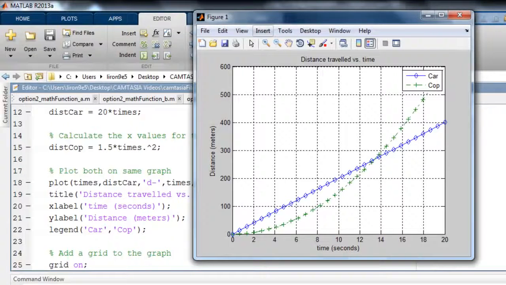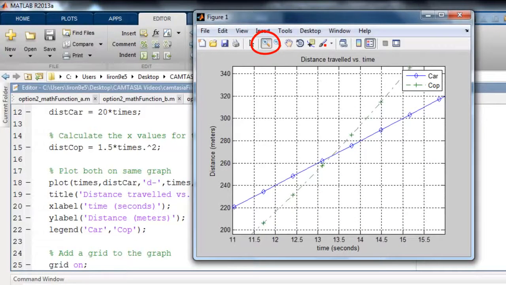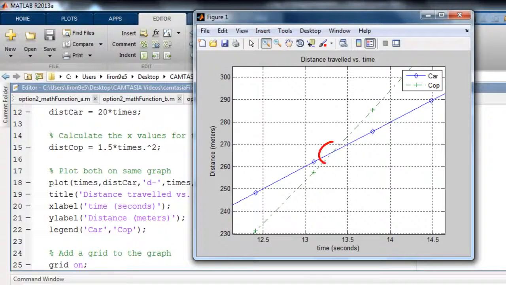But we still haven't answered our question. When does the cop reach the car and at what distance? So by zooming in, you have the zoom in command here, we can easily figure it out. Well, it looks like the cop caught up at 13.4 seconds, and that was about 260 meters. So that answers our problem. Graphically, we didn't have to solve any equations.